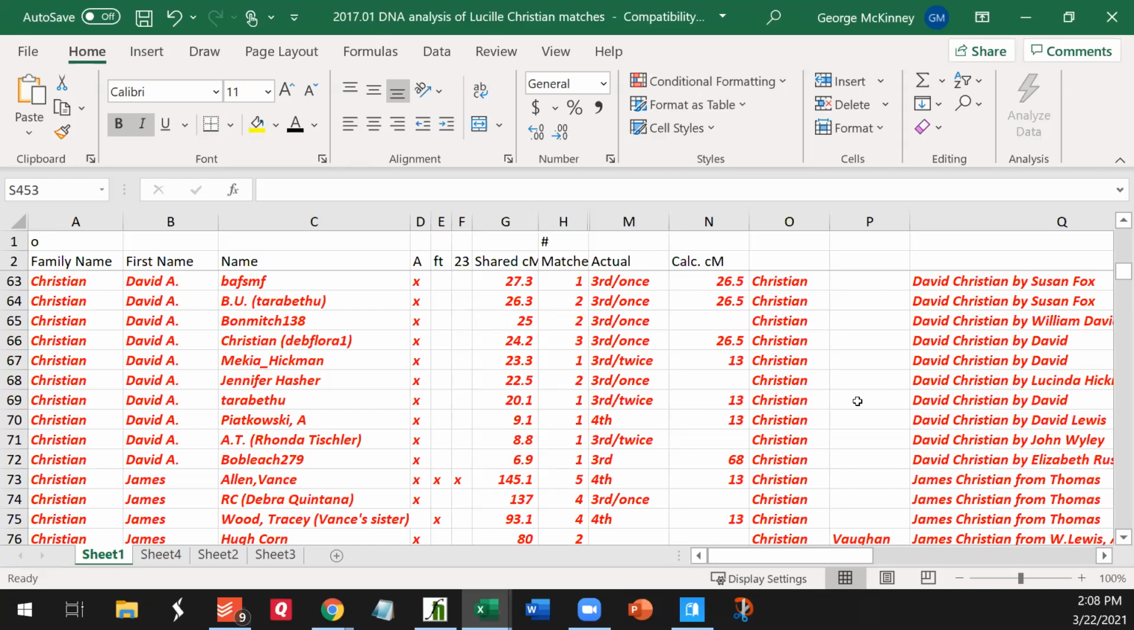And why is this important? It's important for a couple of reasons for me. One of which is that I really want to be able to fill out the tree at the level of cousins. So knowing that I match John Wiley Christian's family, down here, helps me in filling out that tree, and I guess, yeah, this is Rhonda Tischler.